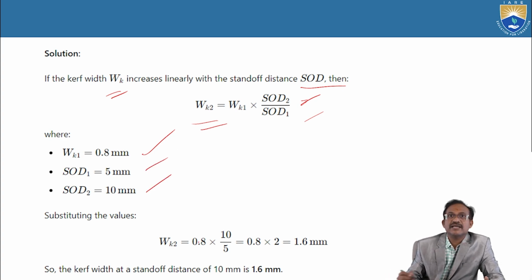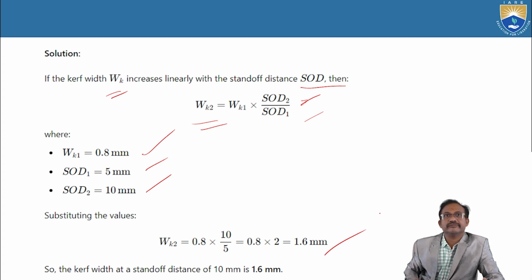Substituting the values, we get WK2. That is the increased kerf width. So the kerf width at the standoff distance of 10 mm is 1.6 mm. Very simple one.